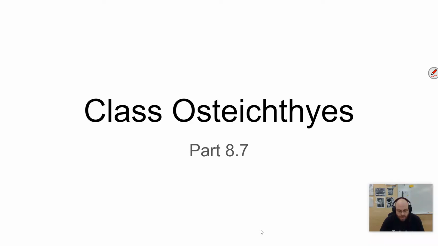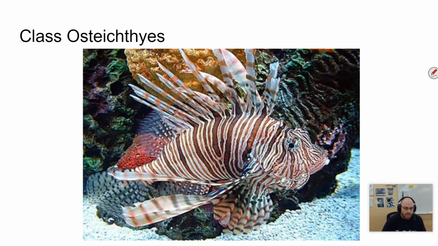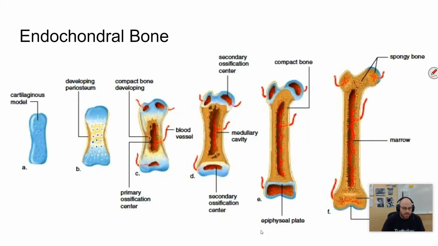All right, in this video, we're going to be talking about class Osteichthyes, which means bony fish. And so that is their characteristic. They have bony skeletons. This is a lionfish. Interesting story concerning the lionfish. They have a structure called endochondral bone. Endochondral bone is bone that replaces cartilage during development.